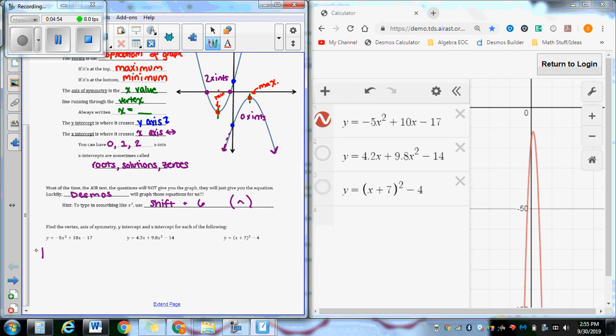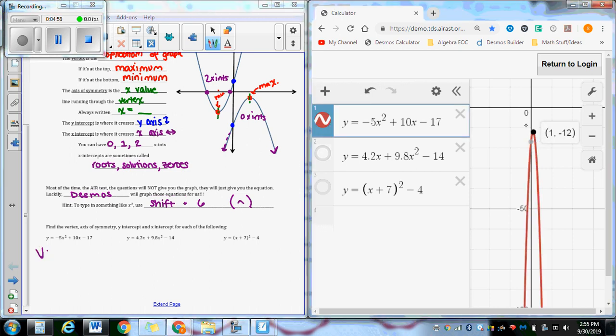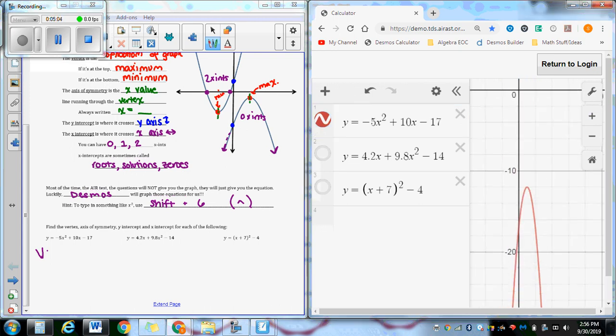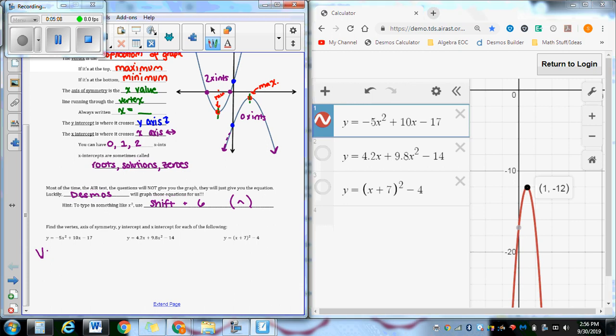The vertex is the very top or the very bottom. And if I come over here, sometimes you have to zoom in just a tad to be able to really see it well. The very top, the maximum of this graph, is at 1, -12. And it's written as a coordinate point because the vertex is a coordinate point.